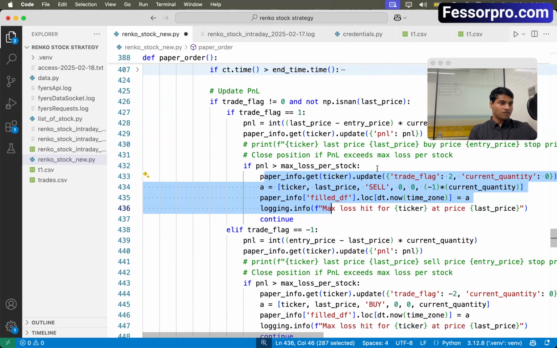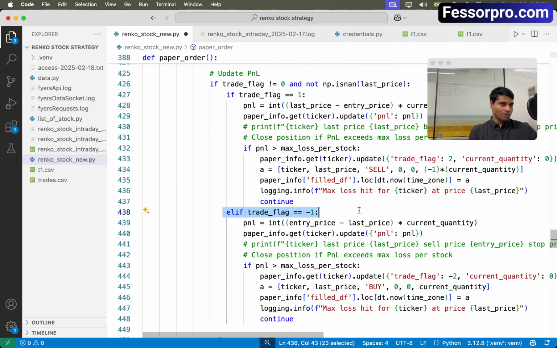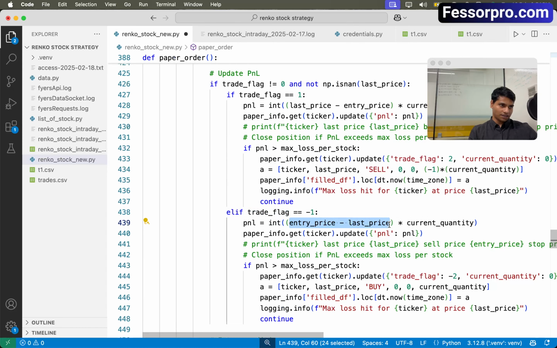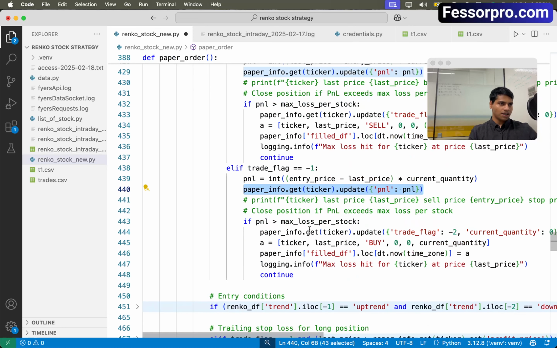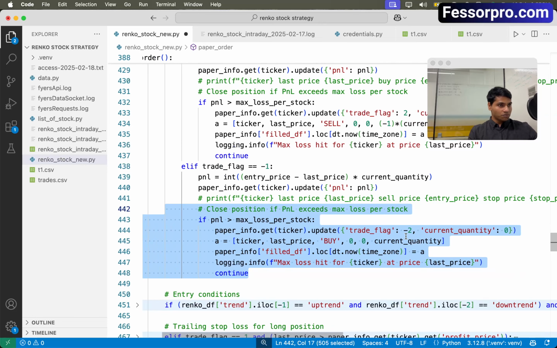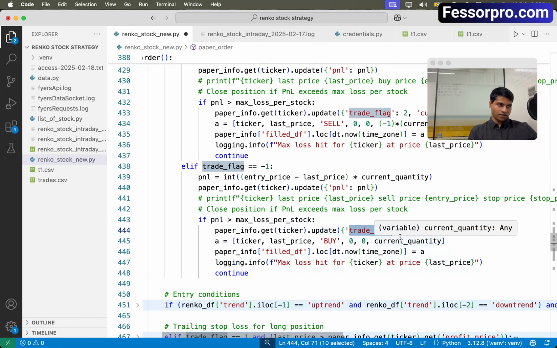Okay, we'll do the same when my trade flag is equal to -1. If my trade flag is equal to -1, I'll subtract the last price from the entry price and multiply it with quantity. I'll come to know the PNL of the current stock. I'll update my paper info variable, and if my PNL is greater than the max loss per stock, then I'll close the position. And when I'm closing the position, I'm changing the trade flag to -2.